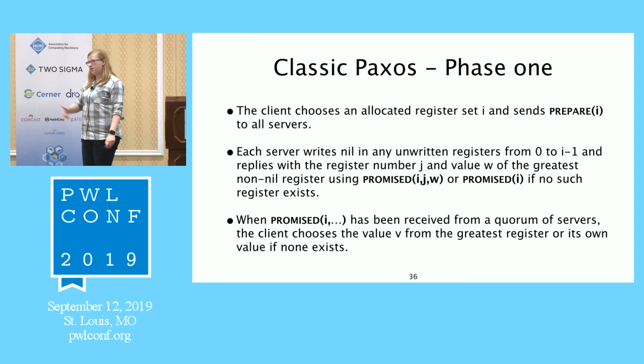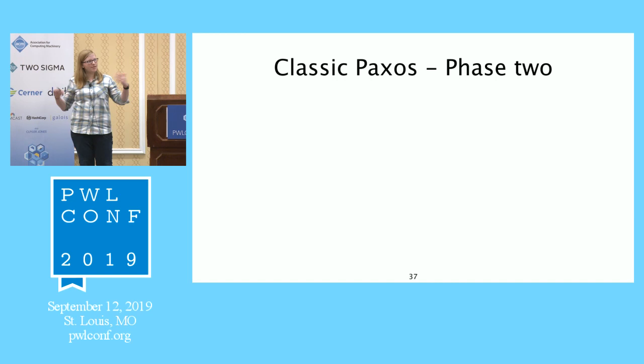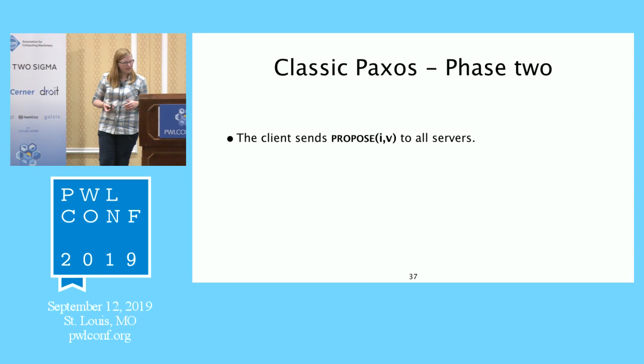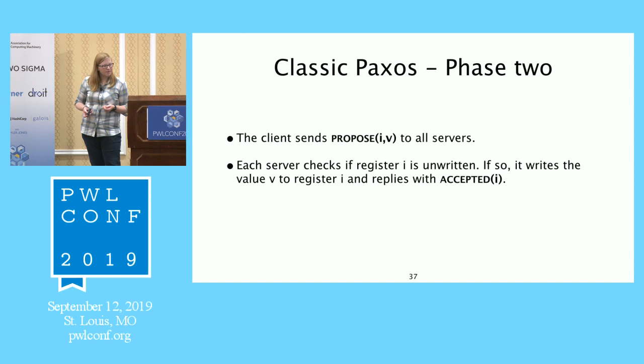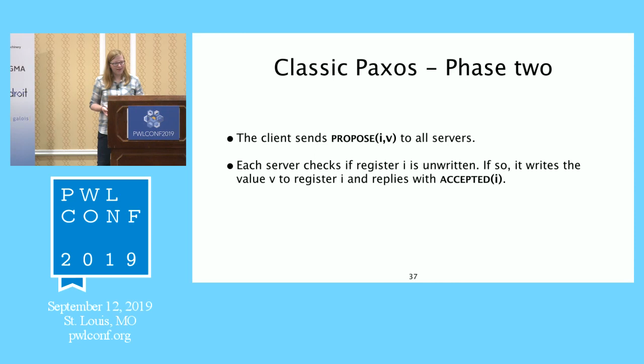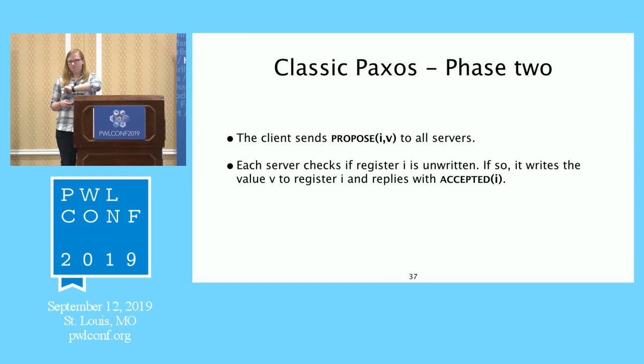In the second phase, we actually get to start writing to registers and implement consensus. So the client sends the propose message to all servers. This is similar to the propose message we saw earlier, except now it includes I, which is the register. When a server receives the message propose I, V, then it writes the value V to the register and responds with accepted. So accepted means, I have done that, you're good to go.